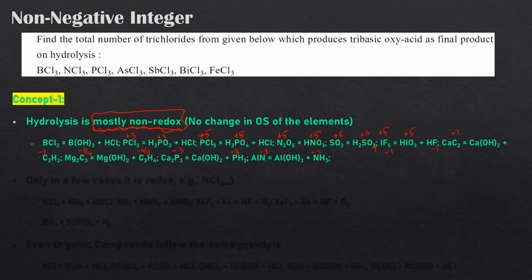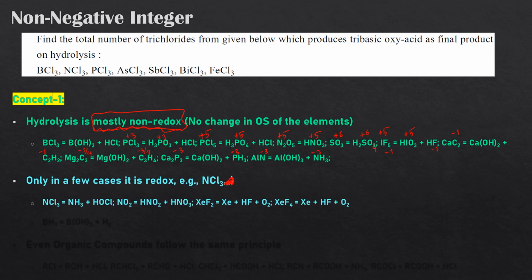So that is one of the important concepts for the hydrolysis of the inorganic compounds. We should be keeping track of this. If this is a non-redox change, we should be getting only products where the oxidation number is not changing. And also we understand there are very few cases in which this is going to be a redox change. For example, the first example is NCl3, where this is going to be a redox change. So see what is happening.